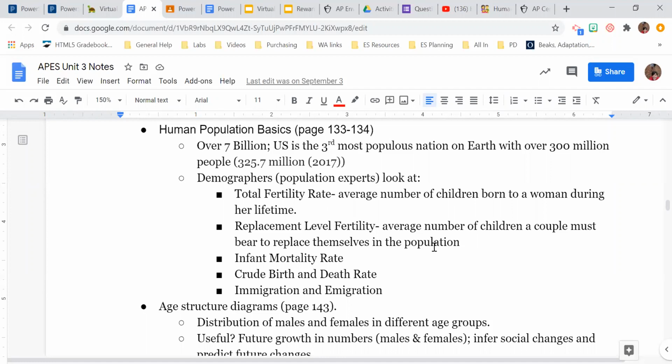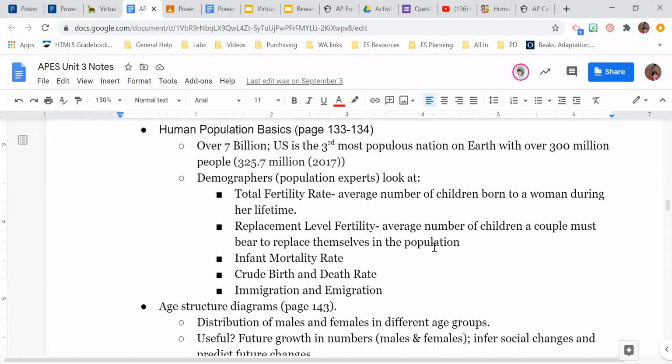So they look at total fertility rate. That's the average number of children born to a woman during her lifetime. Again, we're going to focus on the woman here because it's a lot easier to know how many kids she's had. Replacement level fertility would be the average number of children that a couple might need to replace themselves in a population. But again, we're going to focus on per woman.